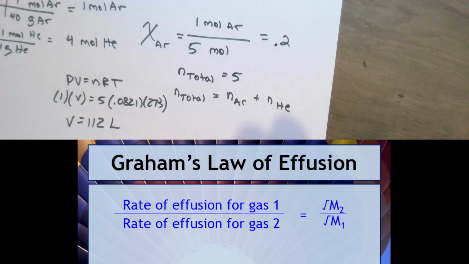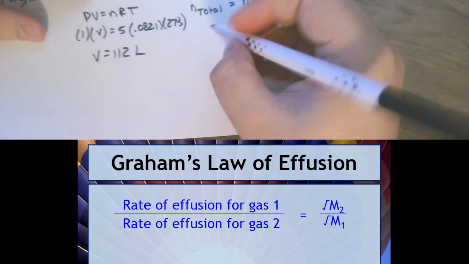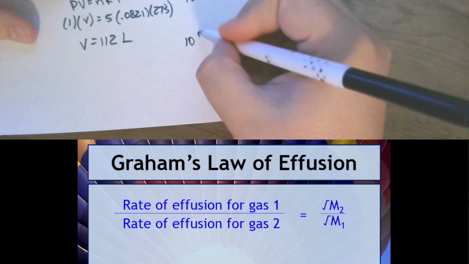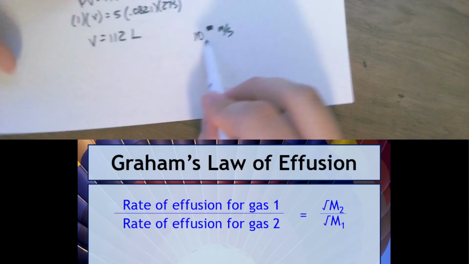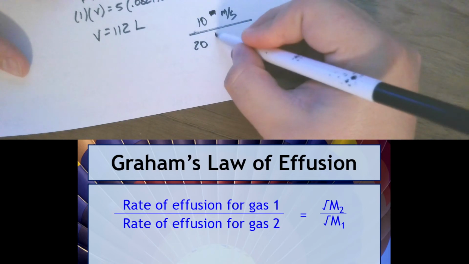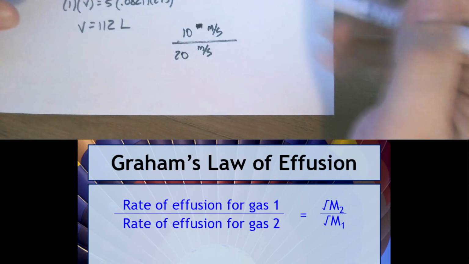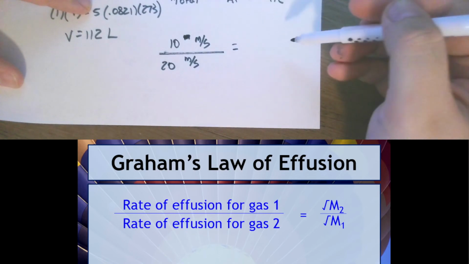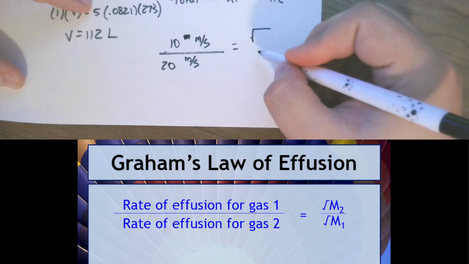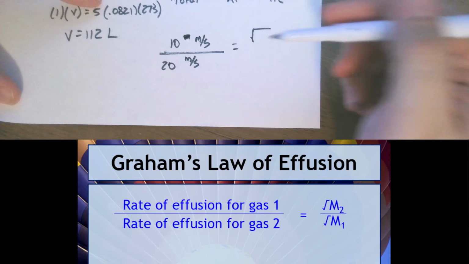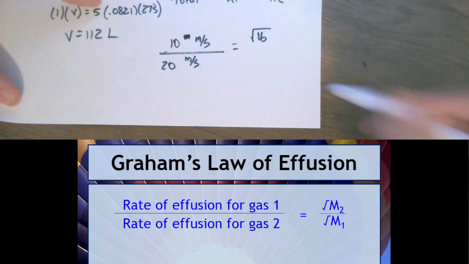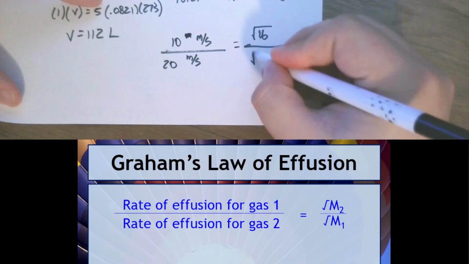Let's say I have one gas whose rate of effusion is 10 meters per second. And the second one, let's say it's twice that, 20 meters per second. We can compare them. We can find information about how big they are based off of that. That equals the square root of molecule 2's mass. Let's say we know that it weighs 16. So I'll take the square root of that, over the square root of M1.